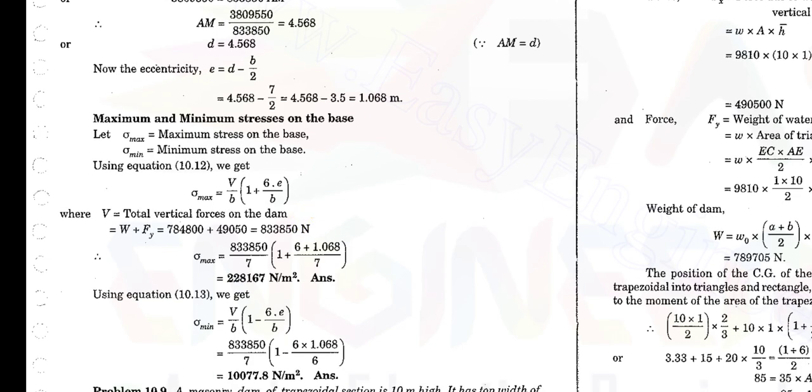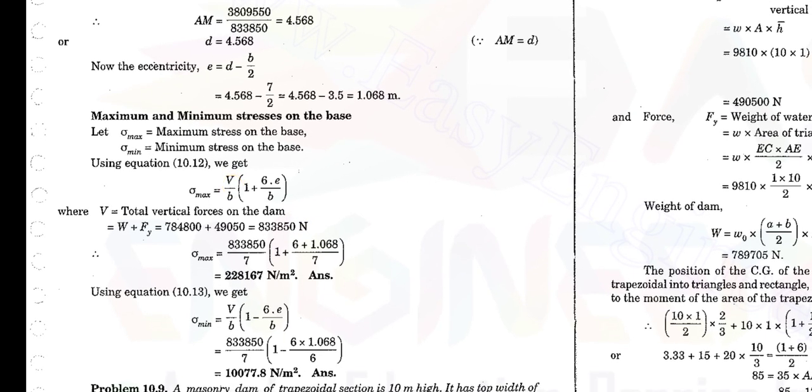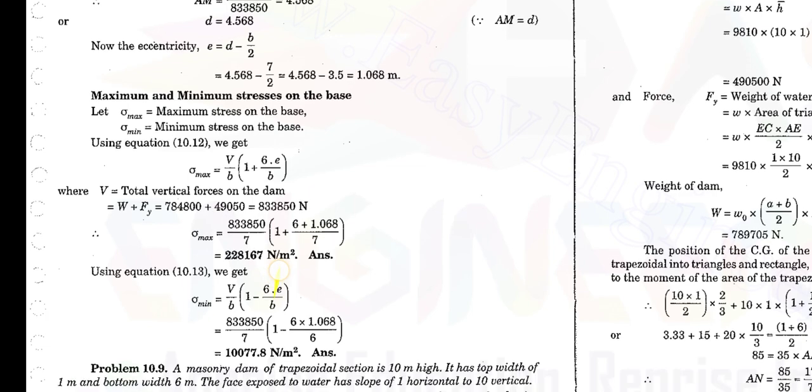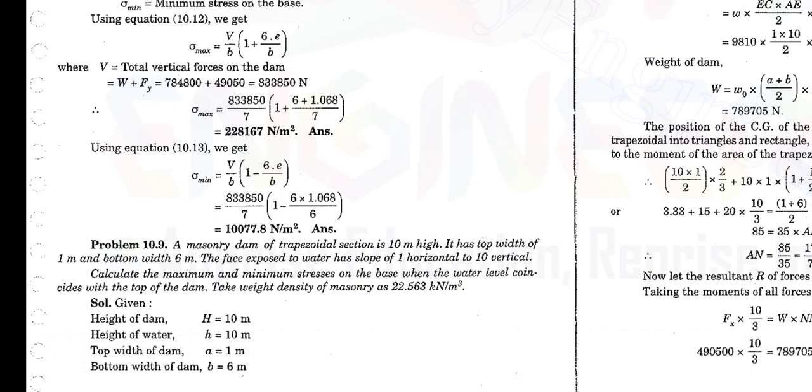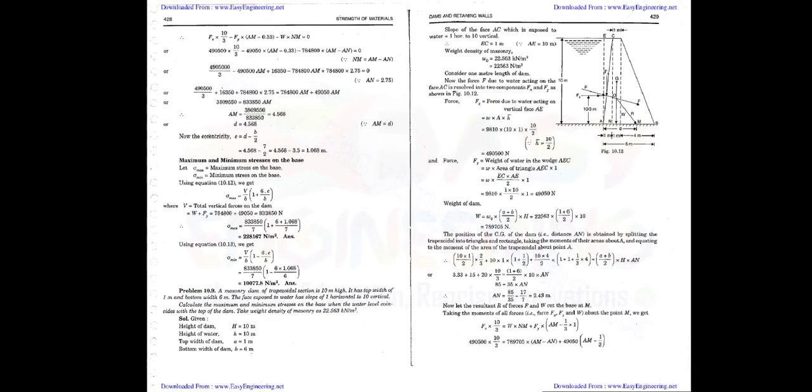And then substituting here, it will not be W, it is V, which is nothing but W plus Fy. You have to add that and then substitute. We will get the sigma max and sigma minimum. So this is the third type of problem. Thank you.